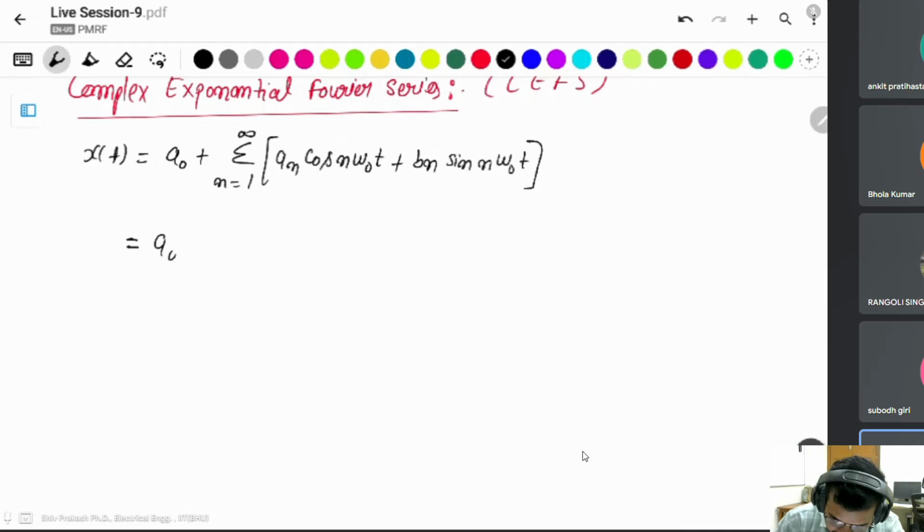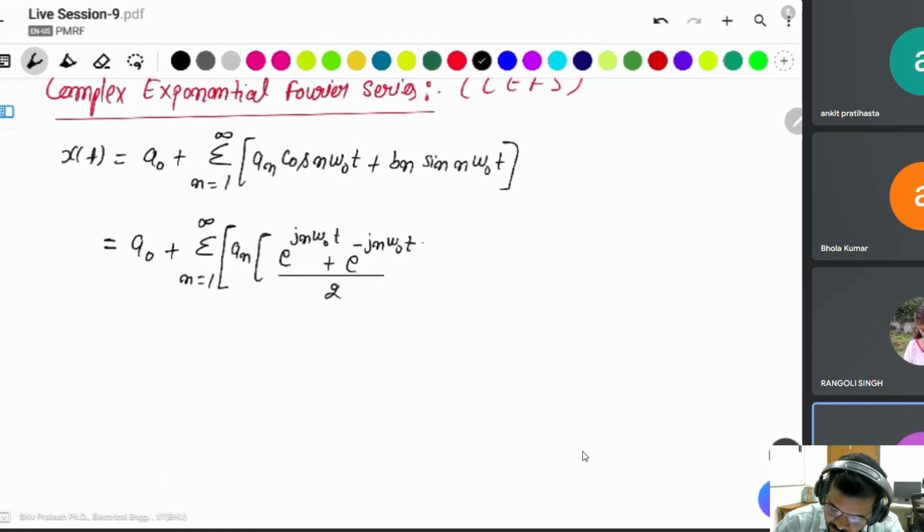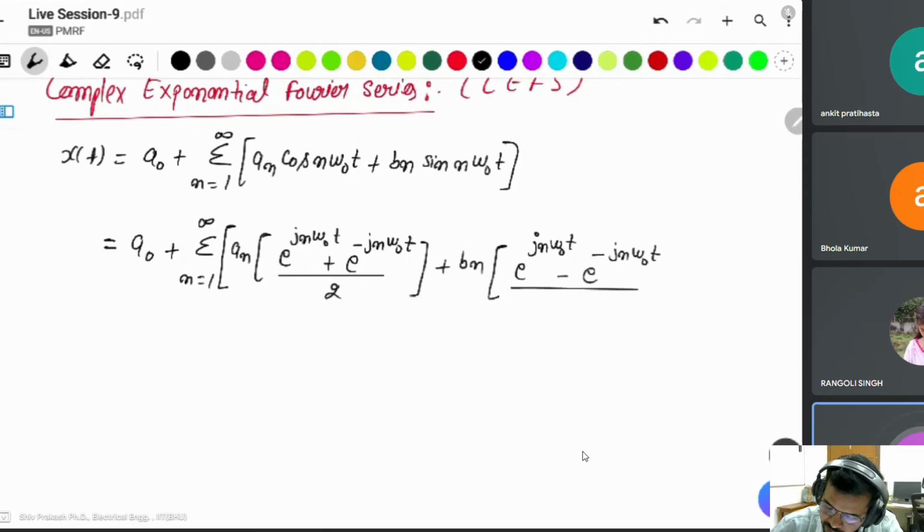Then this will be a naught, plus the summation from n equal to 1 to infinity of an times cos theta, which is e power j theta, meaning e^(j n omega naught t), plus e power minus j theta, meaning e^(-j n omega naught t), divided by 2, plus bn times sin, which you can take in exponential representation as e^(j n omega naught t) minus e^(-j n omega naught t), divided by 2j.